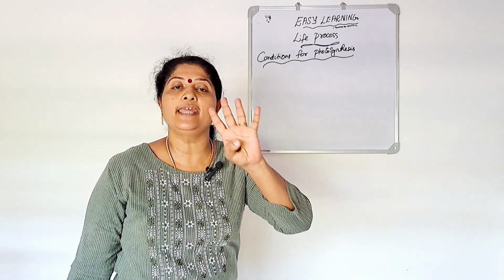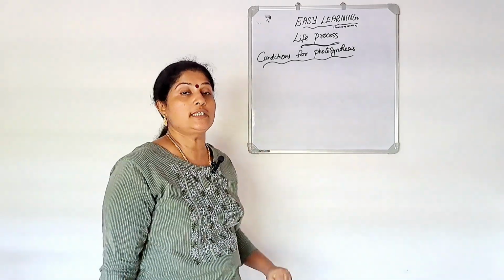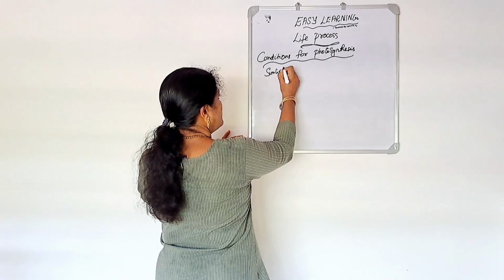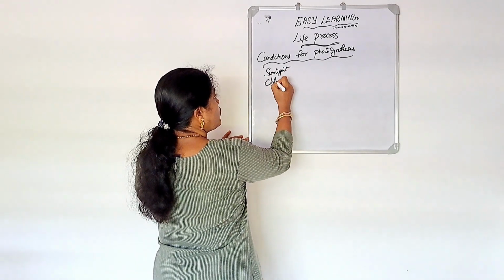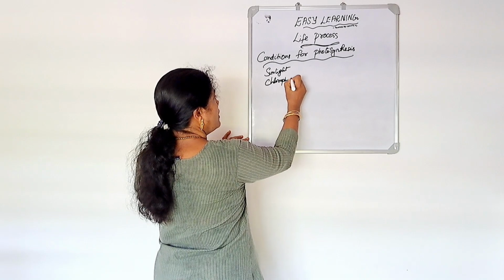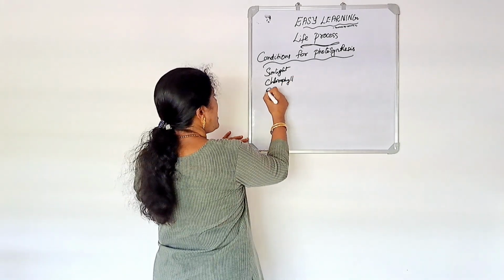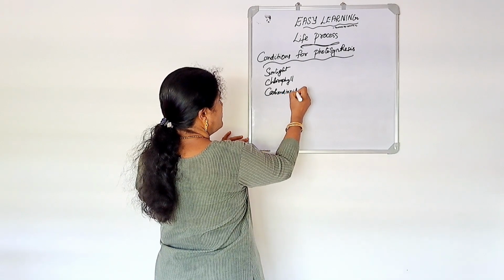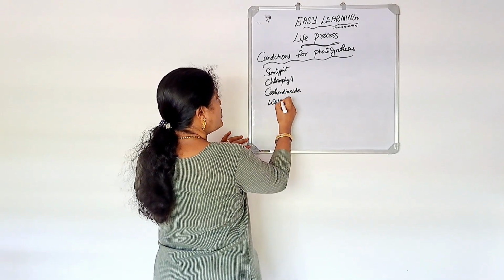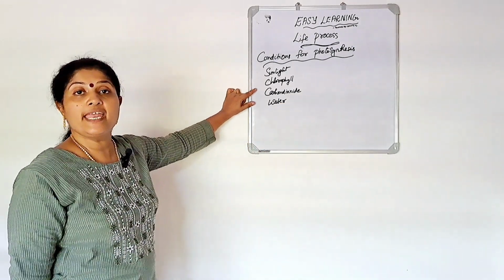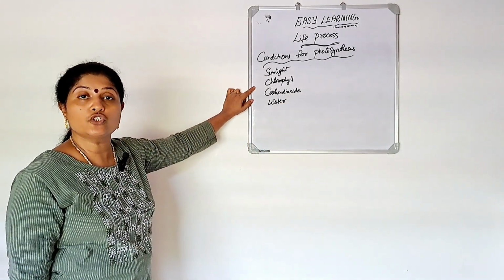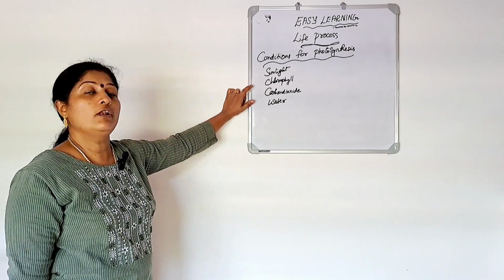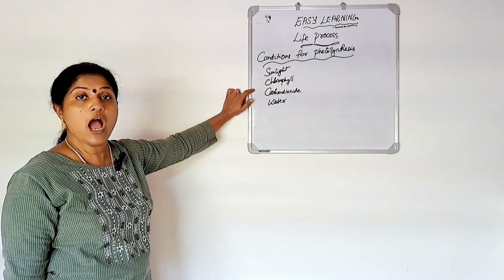So 4 main conditions are necessary for photosynthesis. One is sunlight. Second one is chlorophyll. Third one is carbon dioxide. And fourth one is water. So these are the four main conditions which are necessary for the process of photosynthesis. Without all these four materials, it will not be possible for the plants to prepare their food.